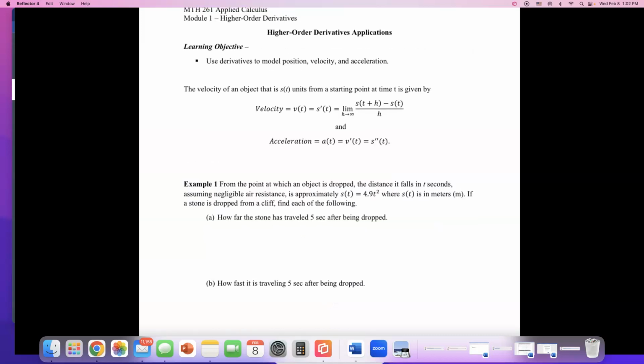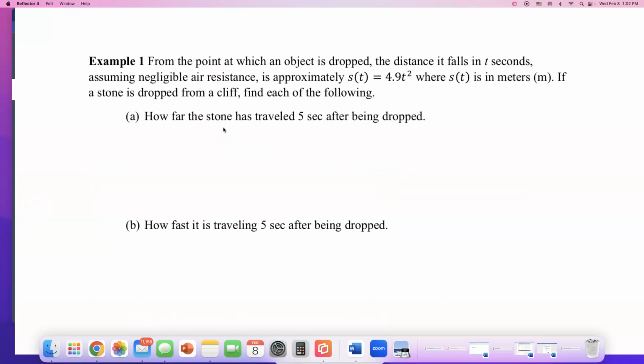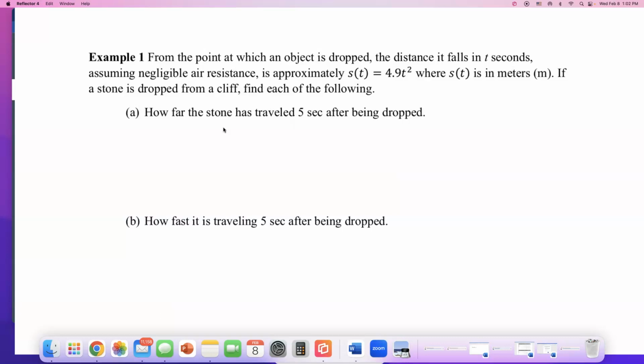In class, we talked about how to find the velocity function and acceleration function, basically the first derivative and the second derivative. So let's look at this example. From the point at which an object is dropped, the distance it falls in t seconds, assuming negligible air resistance, is approximated by this distance function. I'm going to highlight this in gray.